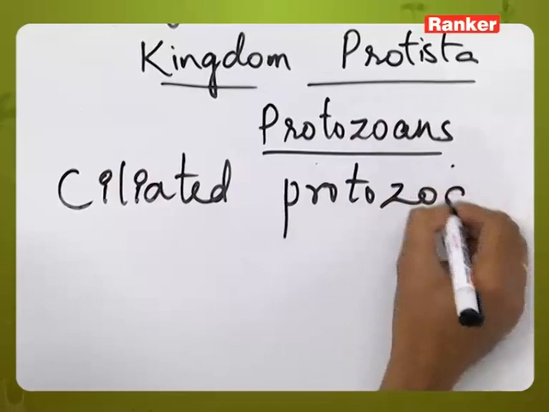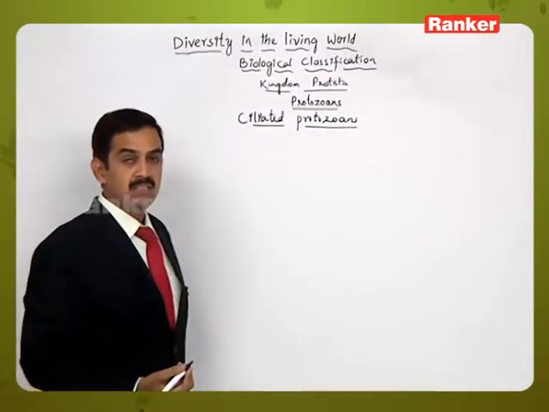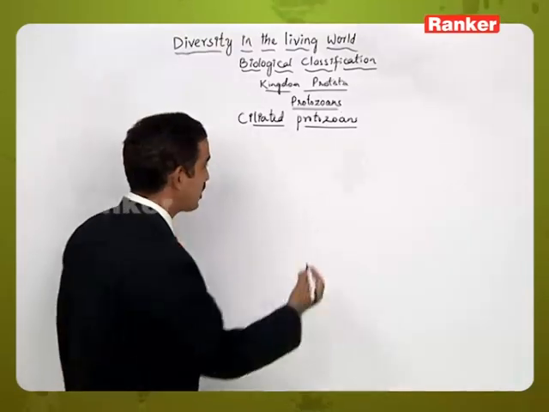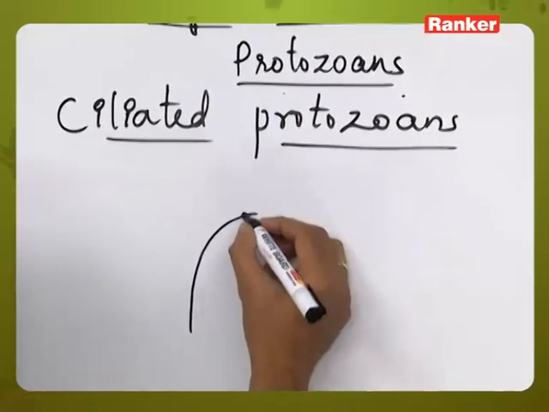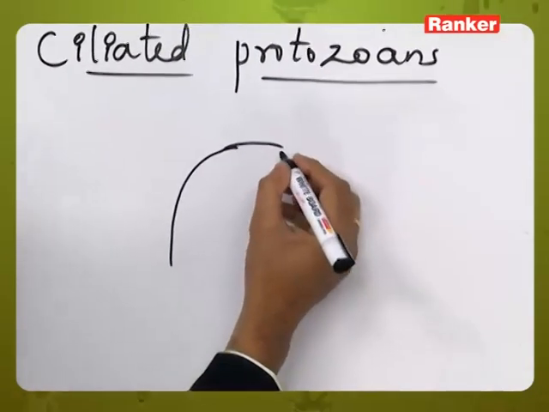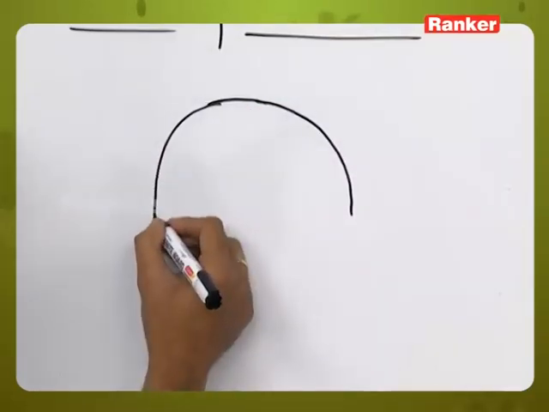protozoans. These are also aquatic in nature, and they have a unicellular structure surrounded by a membrane, which is called a pellicle. The best example related to the ciliated protozoans is Paramecium, which is called the slipper animalcule.